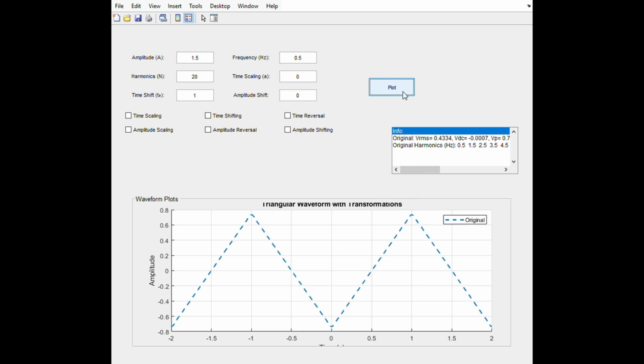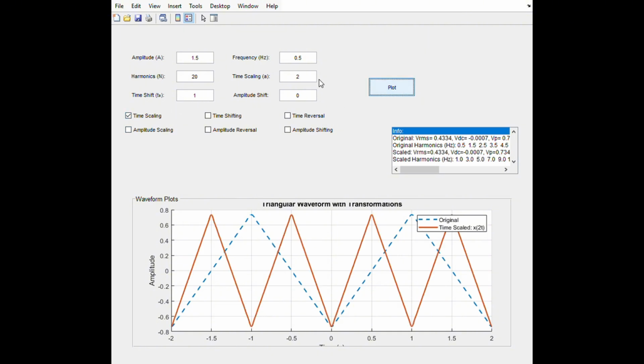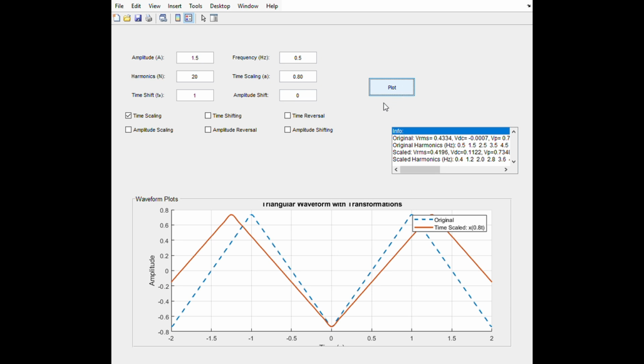Next is time scaling, which compresses or stretches the waveform. A value greater than 1 compresses it in time, while a value less than 1 stretches it out. This transformation affects the frequency content of the signal and is essential in modulation and sampling analysis.